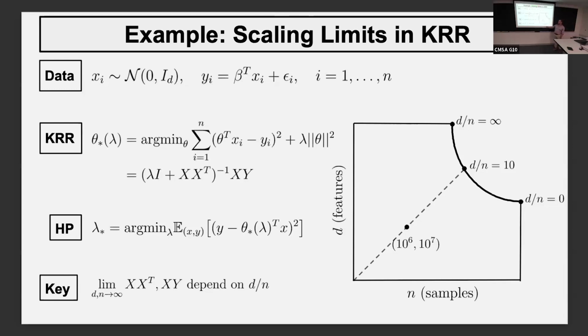Here my ratio was 10. And you can calculate exactly what value of lambda star you're going to get here. And this value of lambda star at D over N equals 10 will in fact be very close to lambda star in practice. Okay, so this is what a theorist would say. Here's my correct scaling limit. And in the scaling limit, I can do analytic calculations.